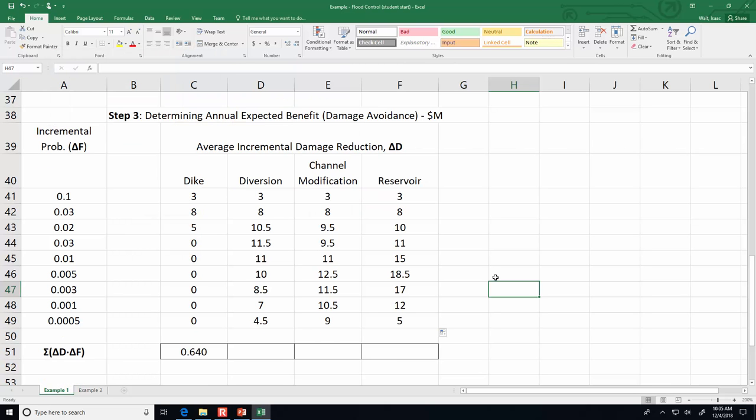I give you down here in the bottom the sum of delta D times delta F. For the dike, that column should be 0.64. See if you can figure out how to do that for the diversion, channel modification, and reservoir. What you're doing is summing up each of the individual delta D times delta F.